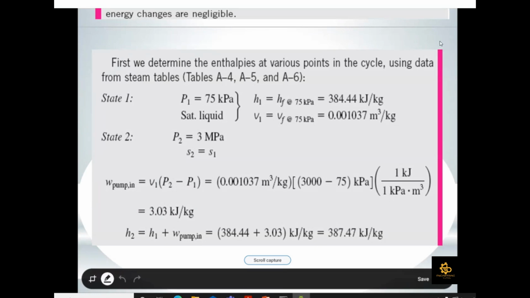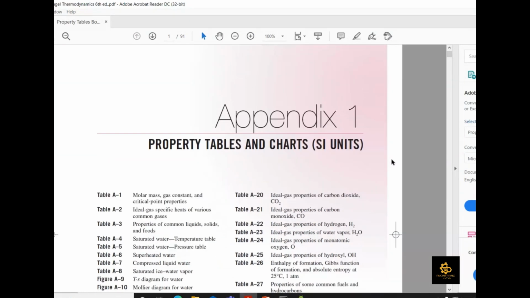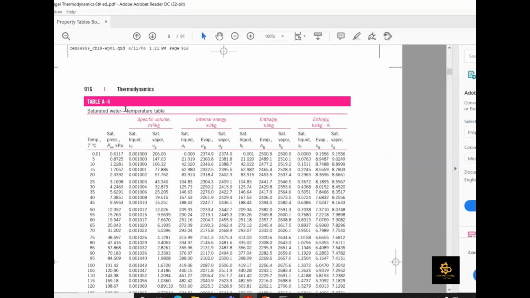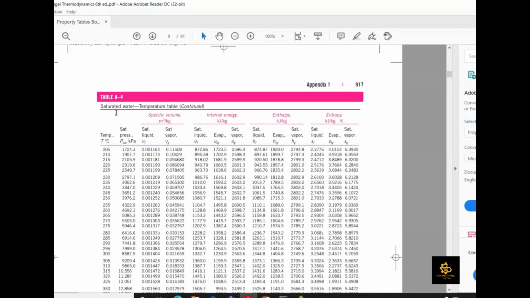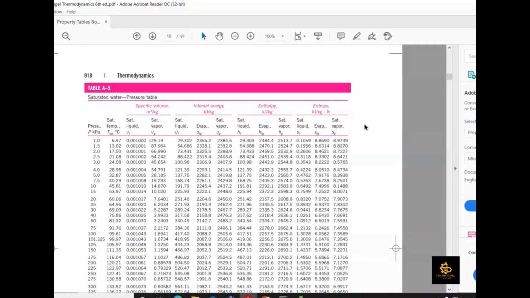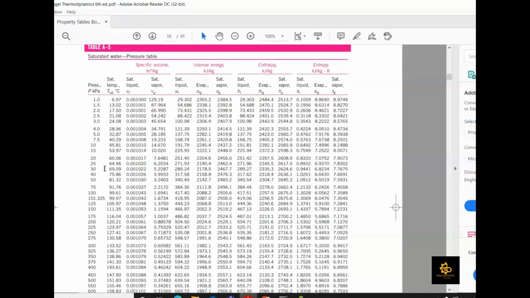So what you have to do is go to your thermodynamics table. This is your thermodynamics table. You already have familiarity with this type of table. This is available at the end of the book. Now go towards the saturated water table. Go towards the pressure table, which is table A5, because your pressure is given. If temperature is given, then you have to follow table A4, because it will be in the form of temperature. But right now we have a pressure, so we have to go towards the saturated water pressure table.